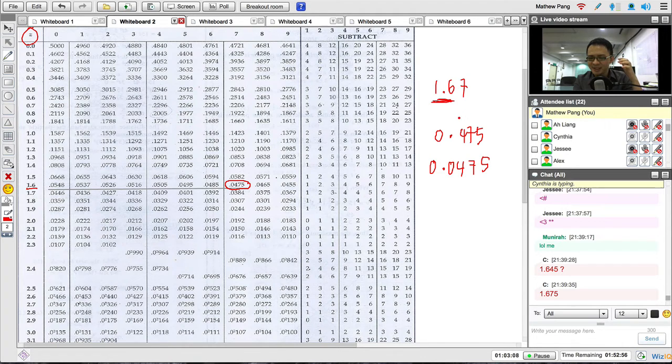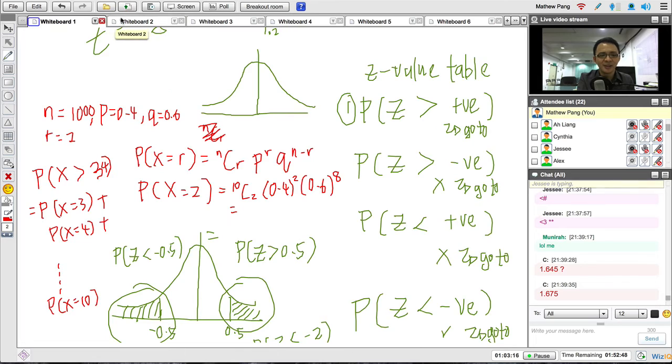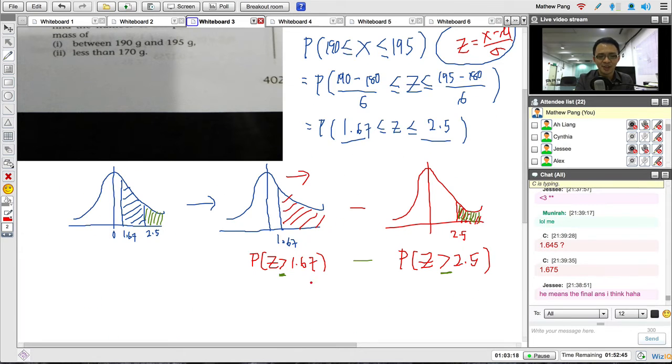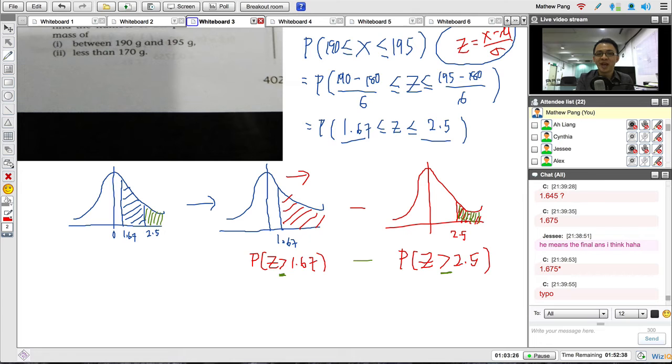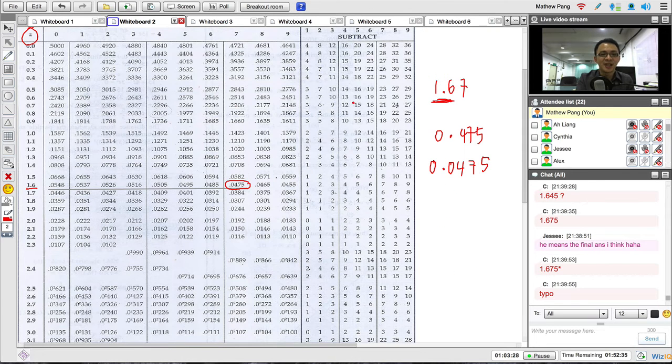What? 1.645? I don't get you. Is our question 1.67 only? Oh, where is our question? Yeah, it's 1.67 only. So if you have another 5 at the back here, you just minus a 5 here. Do you see a 5 here equals to 5? Okay, let's just add a 5 there, just to teach you about this thing also.